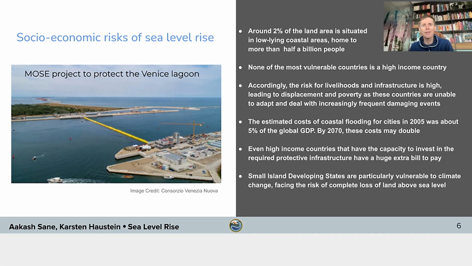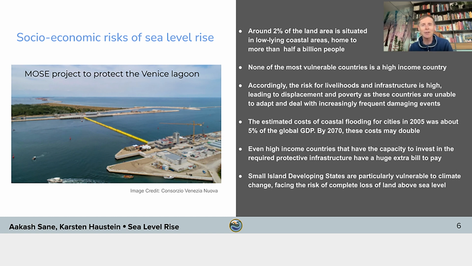Around 2% of the land area is situated in low-lying coastal areas, home to more than 500,000,000 people. None of the most vulnerable countries is a high-income country. Accordingly, the risk for livelihood and infrastructure is high, leading to displacement and poverty as these countries are unable to adapt and deal with increasingly frequent damaging events. The estimated costs of coastal flooding for cities in 2005 was about 5% of global GDP. By 2070, these costs are estimated to double.